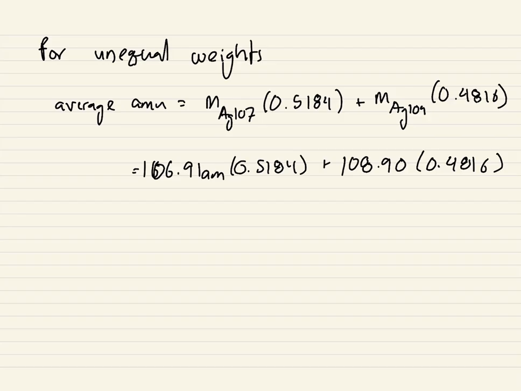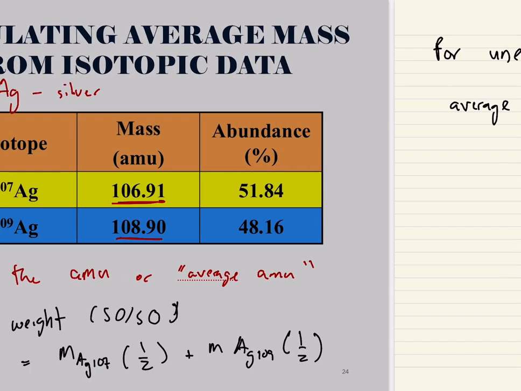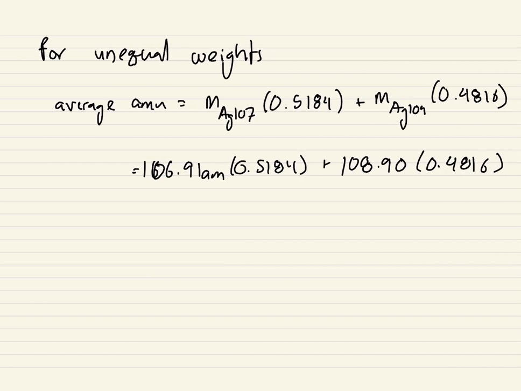Times 0.5184 plus 108.90 times 0.4816. So you get about 107.87 AMU.